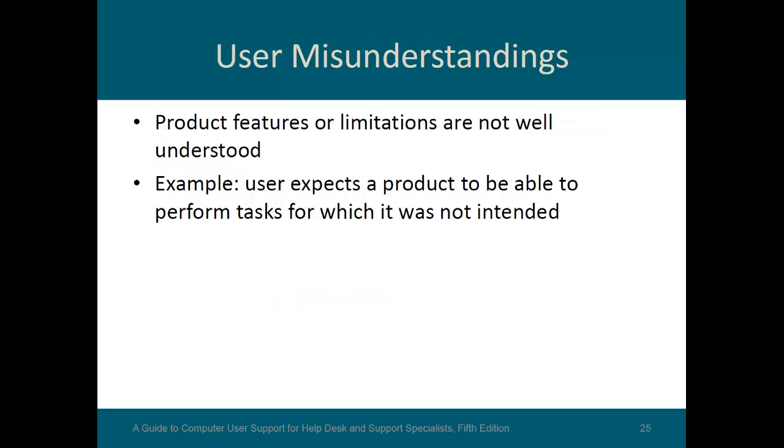User misunderstandings. Product features or limitations are not well understood. An example would be a user expects a product to be able to perform tasks for which it was not intended. So for instance, you're trying to use the spreadsheet function on a Word document. It's possible to do that, make some of it work, but not all the different features will be available. So they'll have to use Excel to do that instead.